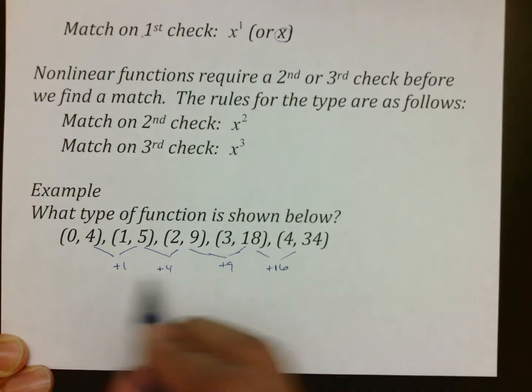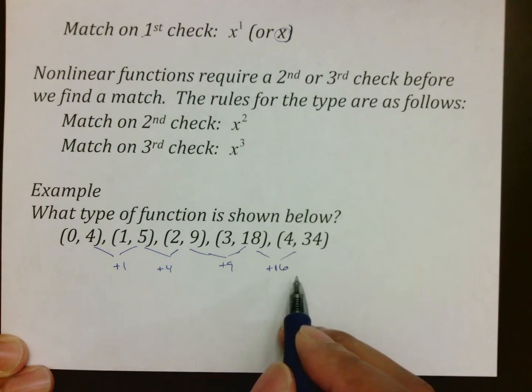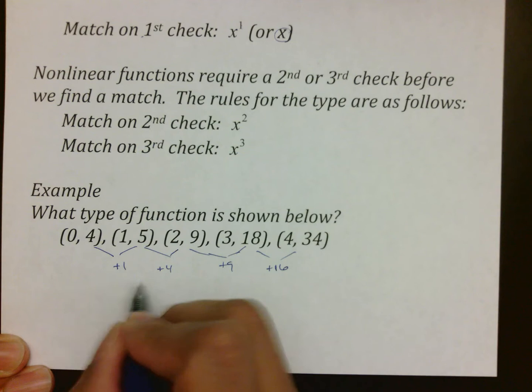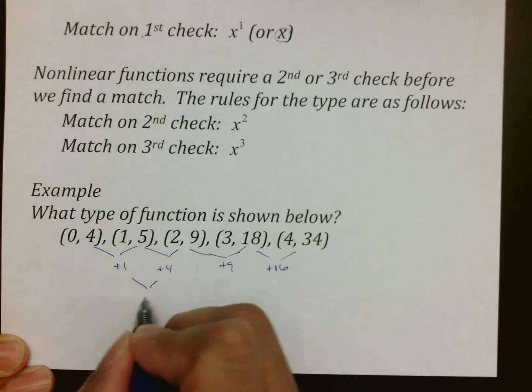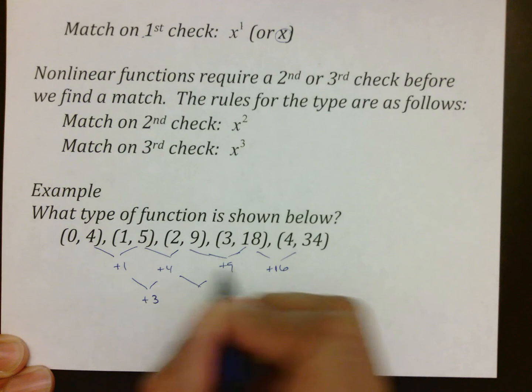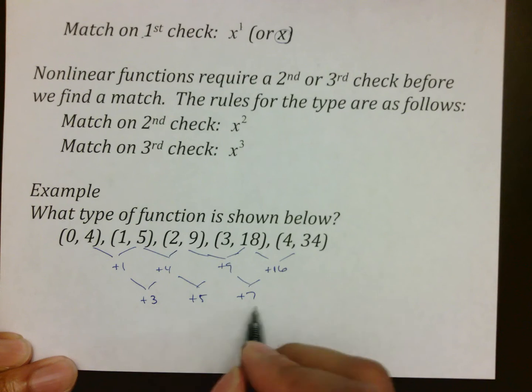And notice this does not match. In yesterday's work, those numbers would have all been the same because it was linear, but this doesn't. So what we've got to do now is check the check. So we do these numbers. From 4 minus 1 is up 3, 9 to 4 is up 5, 16 to 9 is up 7. The second check did not work.